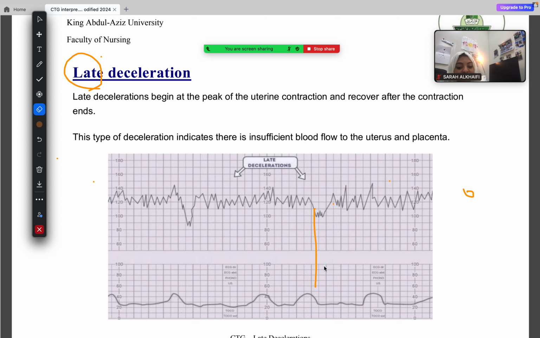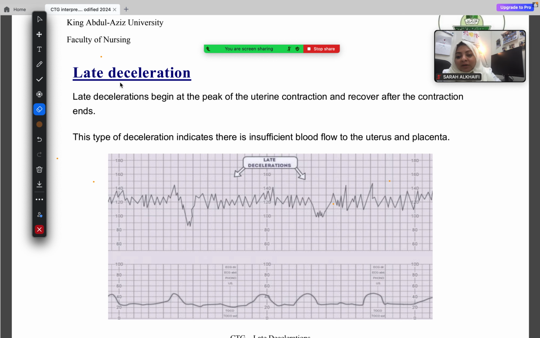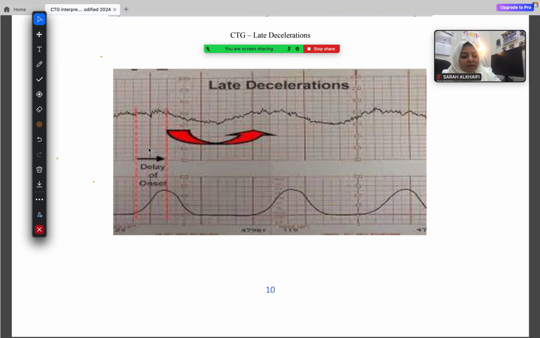There is a problem with the fetal-maternal circulation. In this case, and also in the early deceleration, we turn the mother to the left lateral position. In this case, we might give her oxygen. We inform the senior, who could be a nurse, midwife, or doctor, about what's going on. Sometimes they might increase IV fluid if it's possible, based on the patient's condition. If we can increase the IV fluid rate, it might help.